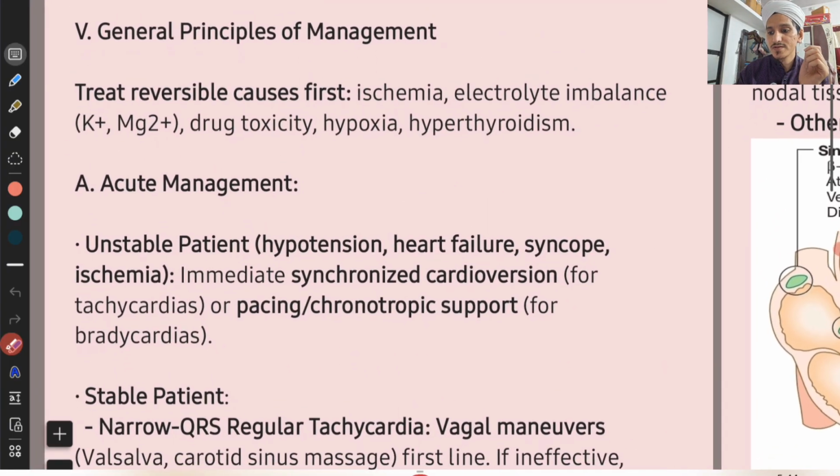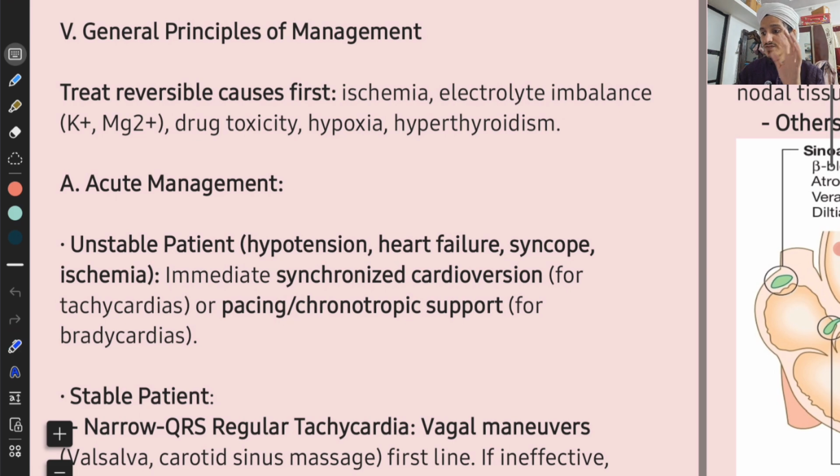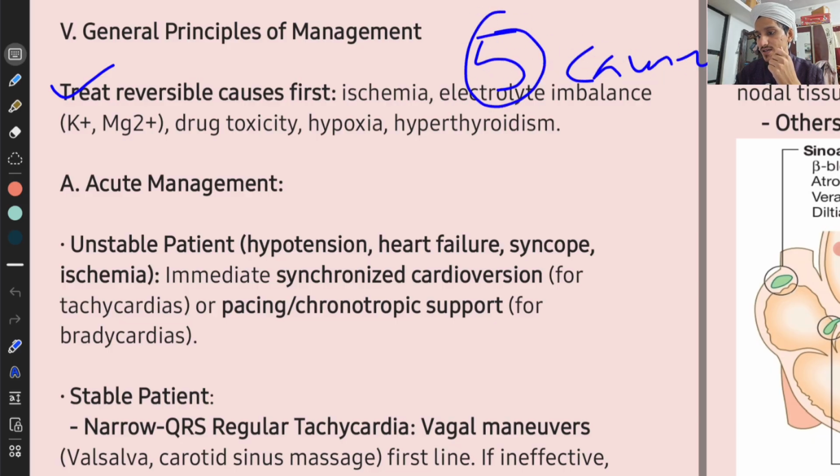Principles of management, general business management. Treat the reversible cause, as I've discussed in the previous class also. There are 5 important causes of arrhythmia. Remember, number 1, ischemia.